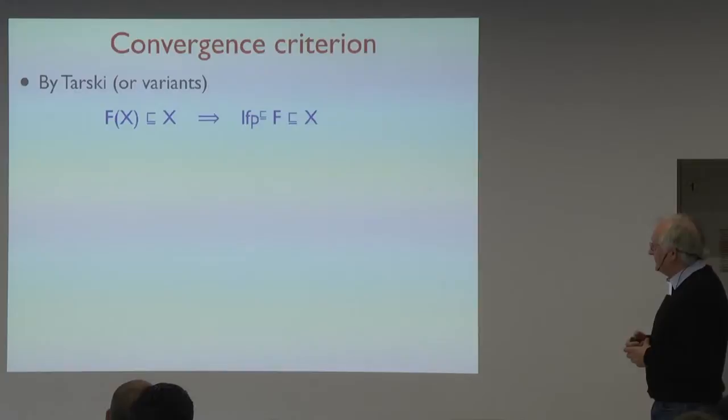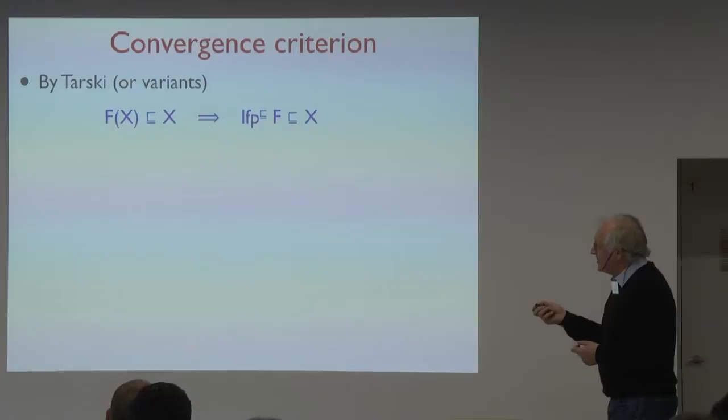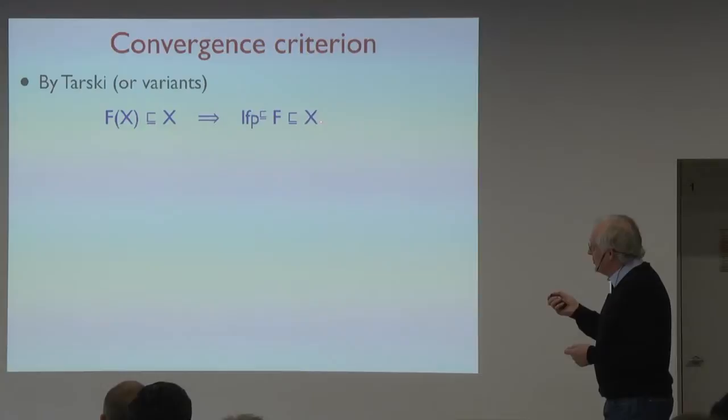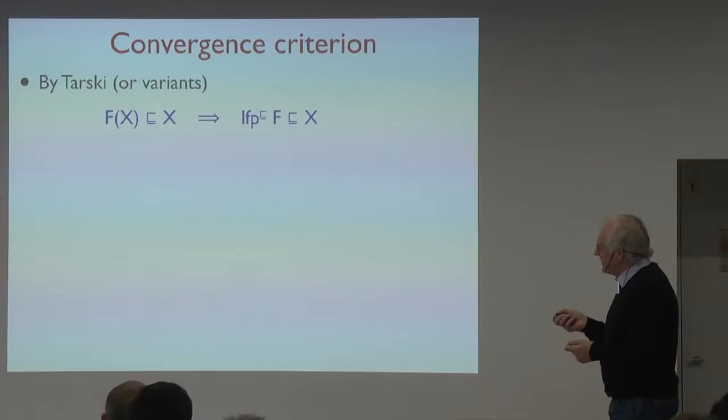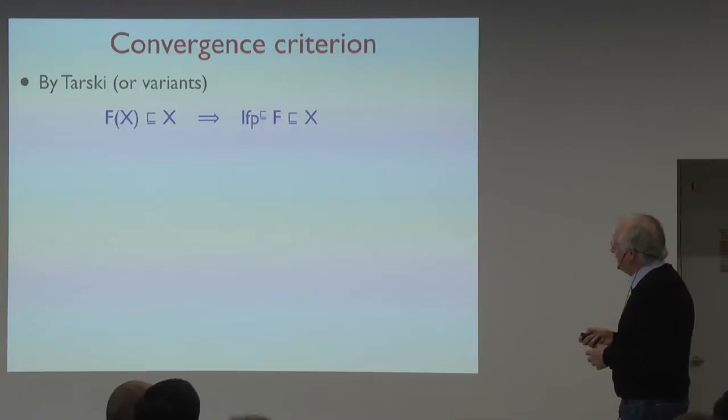So the trick is in the convergence criterion: when you reach something which is such that f of x is less than x, then you are sure to over-approximate the least fixed point. And this is coming from Tarski's theorem or variants, because there are many, many variants of the theorem. So the first thing is widening. So let's go to widenings.